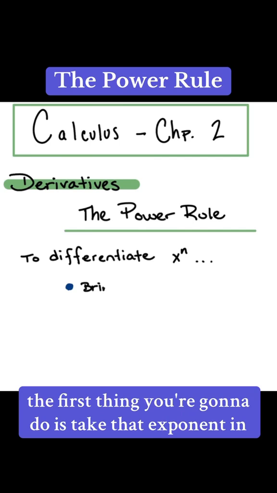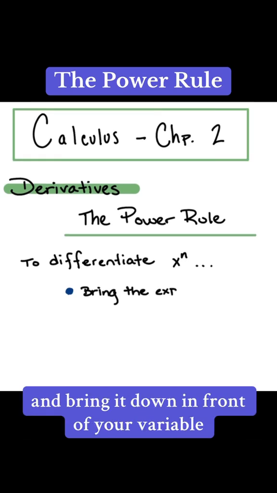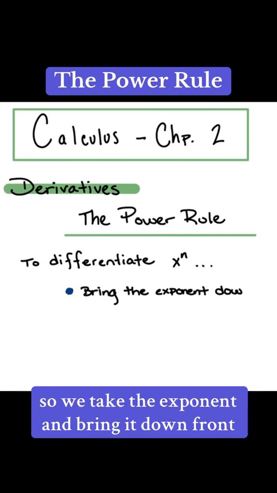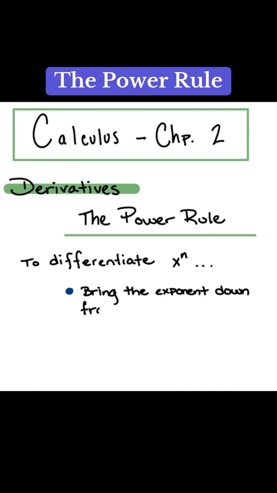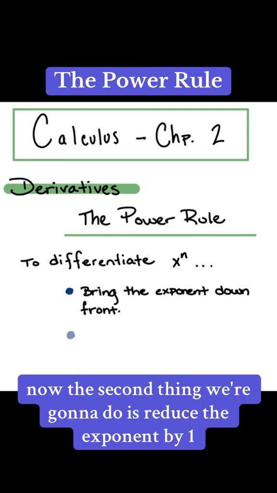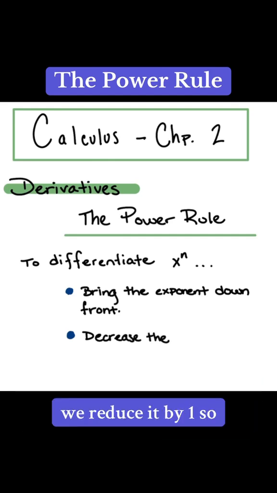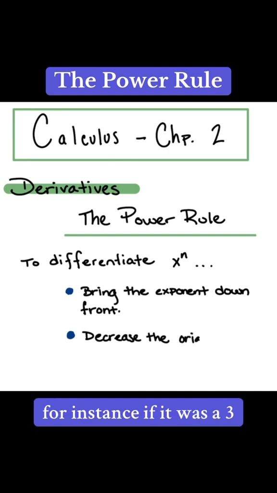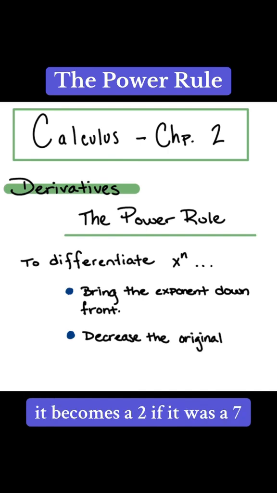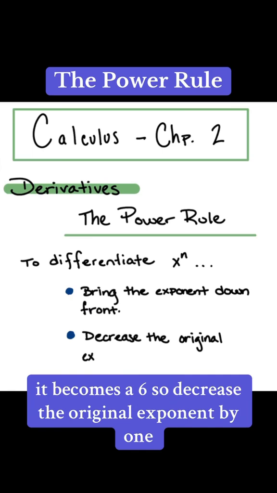the first thing you're going to do is take that exponent and bring it down in front of your variable. So we take the exponent and bring it down front. Now, the second thing we're going to do is reduce the exponent by 1. So whatever that original value of the exponent was, we reduce it by 1. So for instance, if it was a 3, it becomes a 2. If it was a 7, it becomes a 6. So decrease the original exponent by 1.